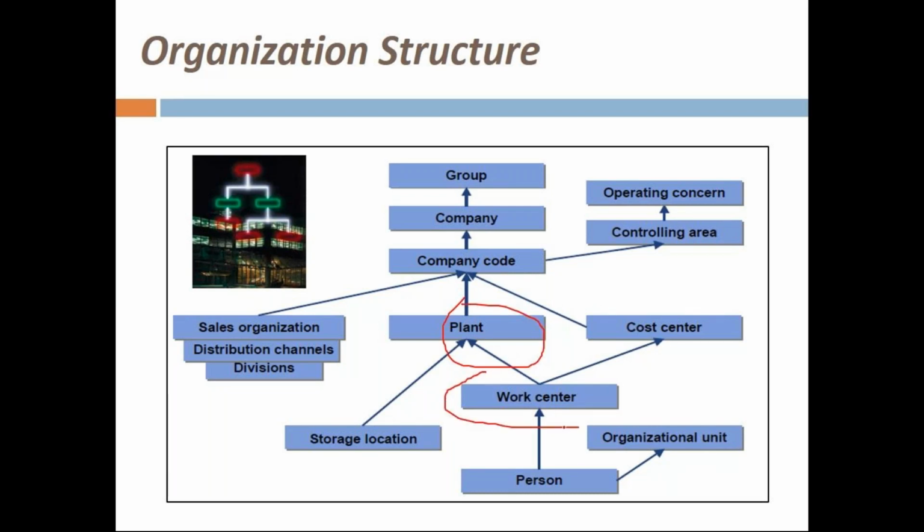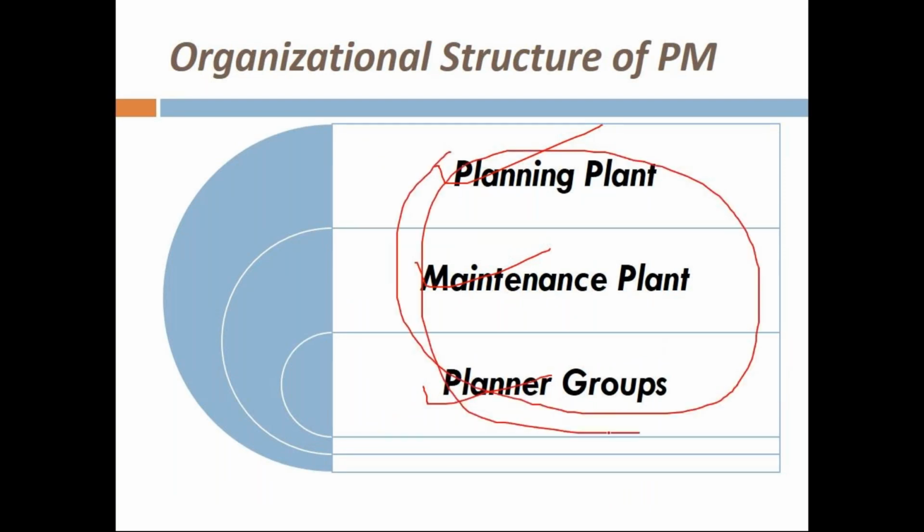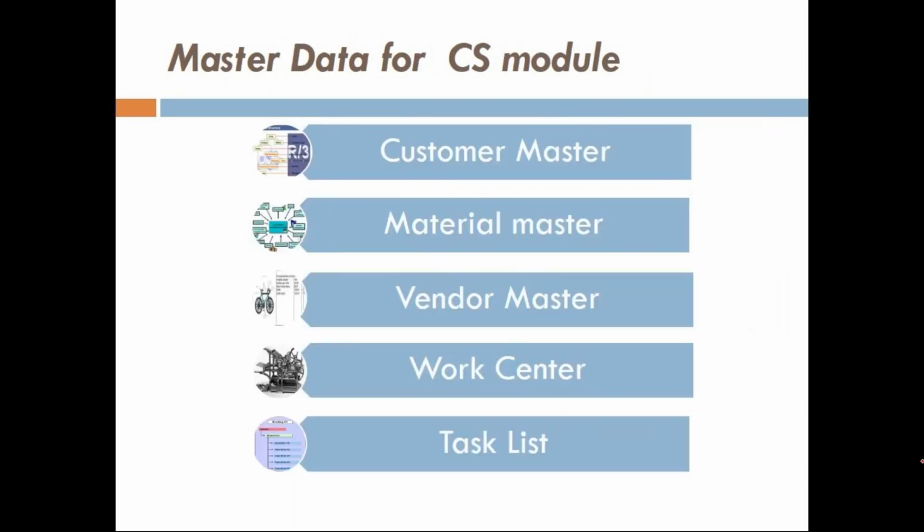So work center means the group of people who are doing the work. That work is nothing but service in the customer service module. It is nothing but servicing. The group and the employees will normally be assigned to this work center. So that is the org structure. After the org structure, what I just explained, planning plant, maintenance plant, planner group, all these things we will see in the system. After that, we will go to the master data.